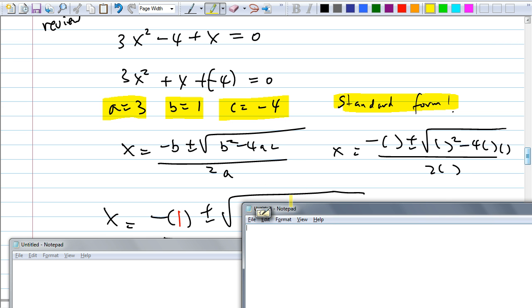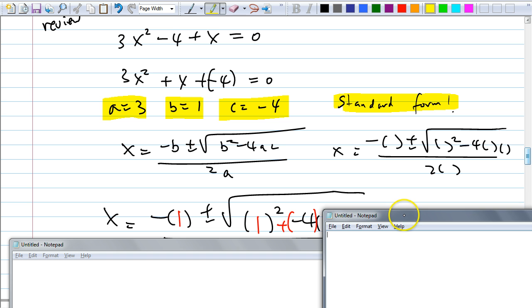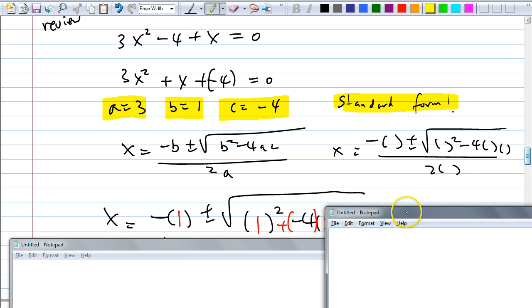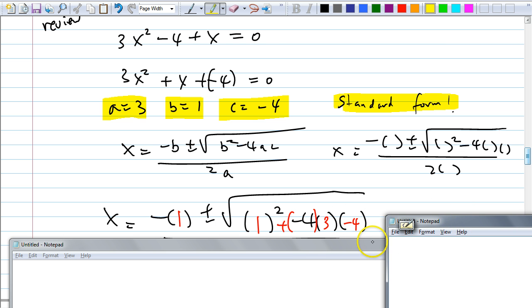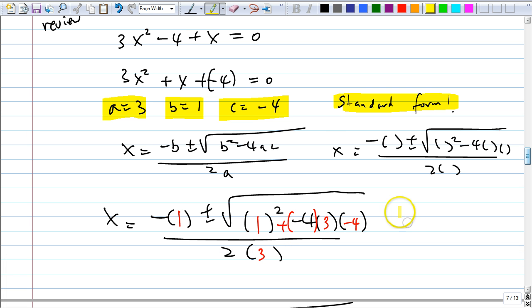Now what? Cole. 1 what? Squared minus. I changed it to addition, but it's the same thing, right? Negative 4 times 3 times negative 4. Very good. All over 2 times what? 2 times 3. Isn't this easy? You just have to plug it in. That's all.